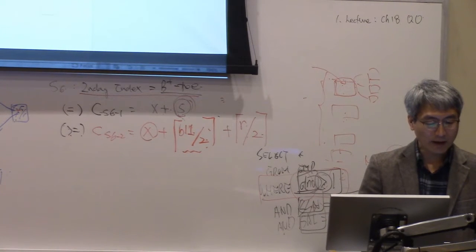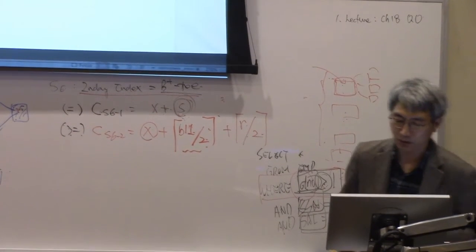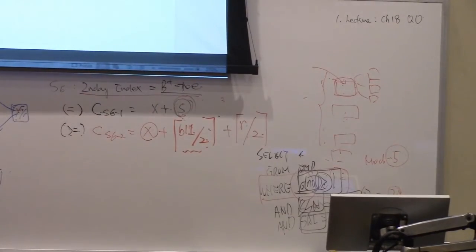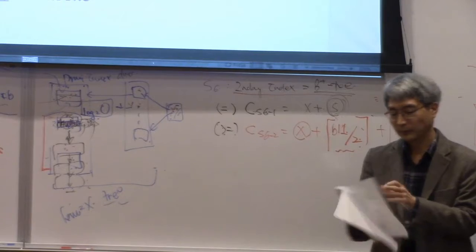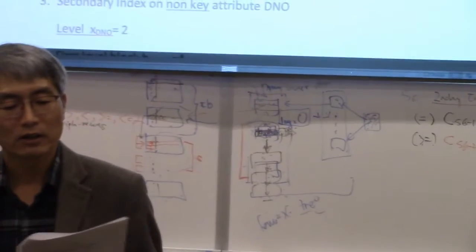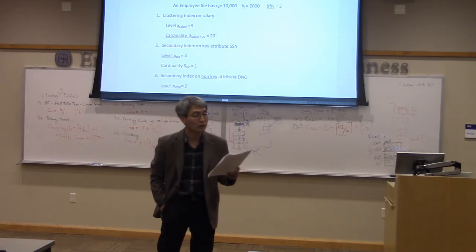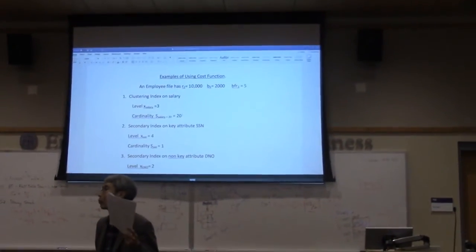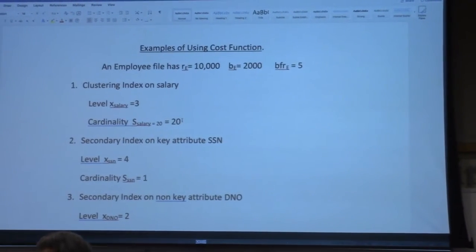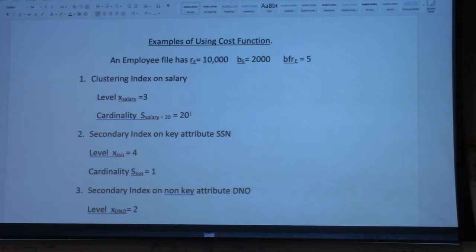Okay, so based on that, this is a further example. We will see an example of using S1 through S6. Let's take a look at the example of the employee data file. We have a total of 10,000 employee records. Then how many blocks? It's 2,000 blocks, which means what is the blocking factor? It's on average 5, the number of records divided by the number of blocks. Each block has 5 records. So this is the given information.